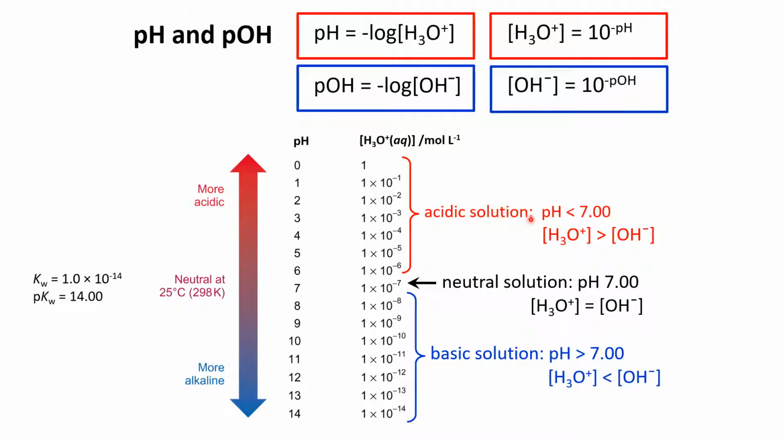Below pH 7, our solution is acidic, and under this condition, the concentration of H3O+ is greater than the concentration of OH-. When the pH is greater than 7, the solution is basic, and under this condition, the concentration of H3O+ is less than the concentration of OH-. Keep in mind that these things are true only at 25 degrees Celsius.